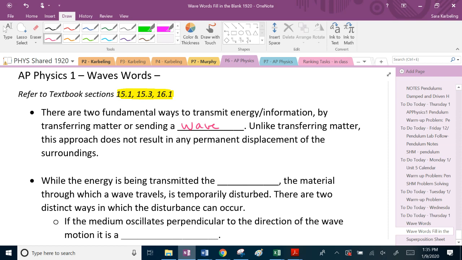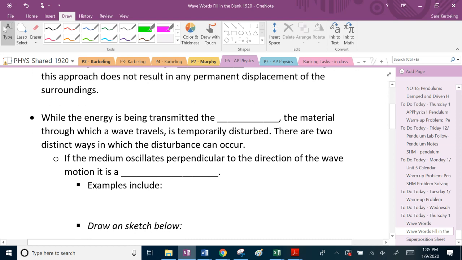It's being displaced. The wave is traveling. This is weird stuff, you guys. The wave is traveling, but the air is not traveling. It's different. Okay. Energy is being transmitted by the wave. This didn't sound very enthusiastic, but we'll write it down.